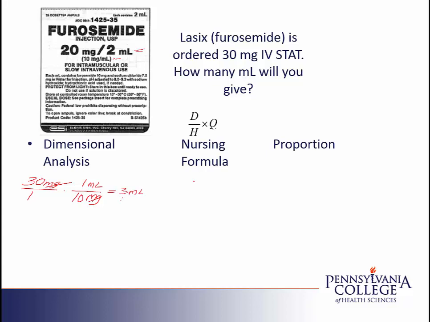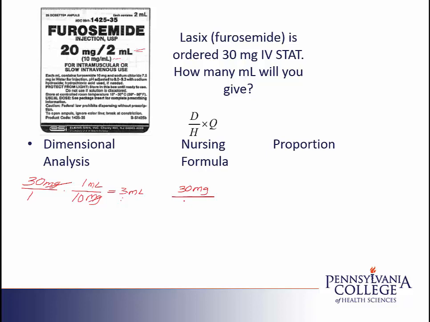The next approach is the nursing formula. In the nursing formula, we use the desired amount or the doctor's order first, in this case 30 milligrams. We place this over what we have. Again, we can use either dosage strength. I'm going to use the reduced one because of the ease of those numbers.